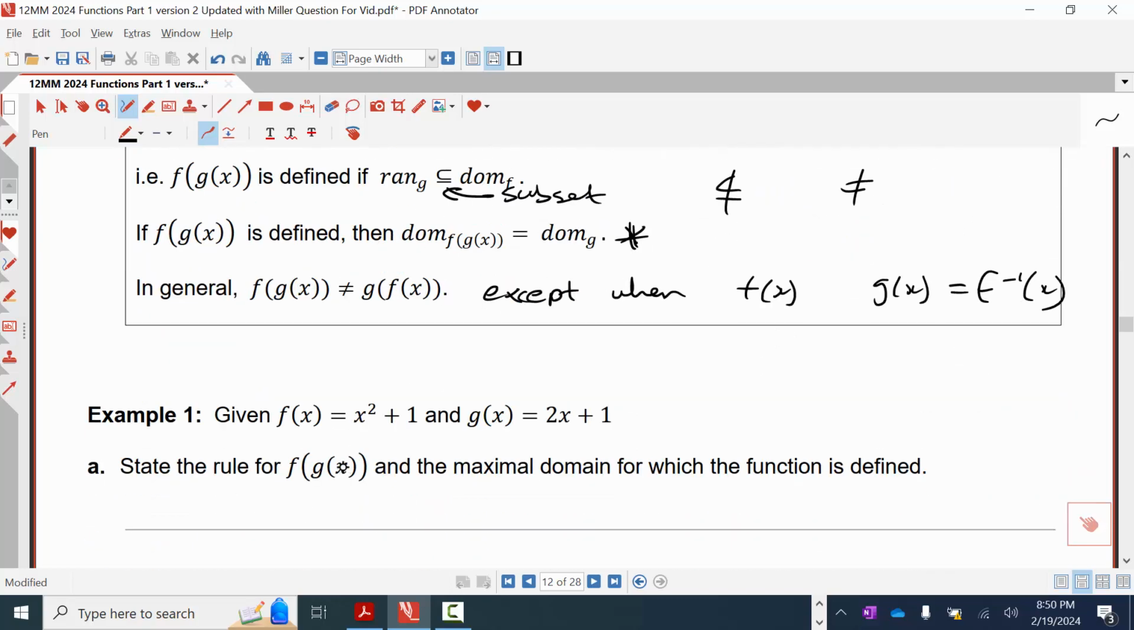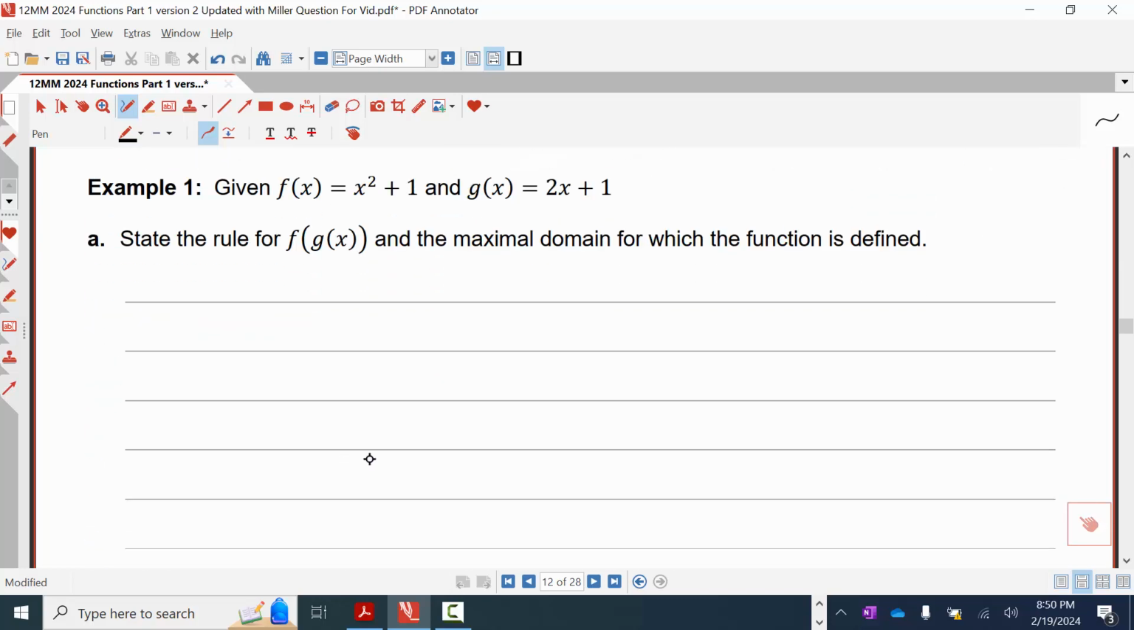All right, so let's head in and do this. State the rule for the composition and the maximal domain for which the function is defined. With these problems, I always state, work out the domain and range.